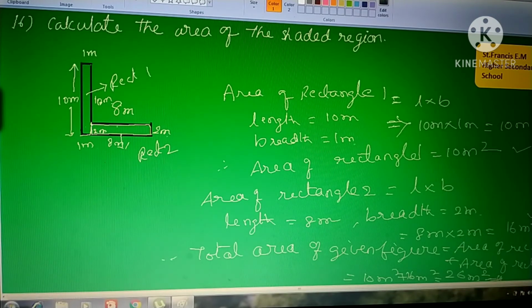Understood? How to find out the area of the given portions? First, you have to divide the given figure into different rectangles. Okay. So, according to your own way. Okay. Understood? Either horizontally or vertically, you have to take each and every rectangle, and then you have to find out the area. After that, you have to combine all the areas of the rectangles to find out the total area. Understood? Now see the next one.